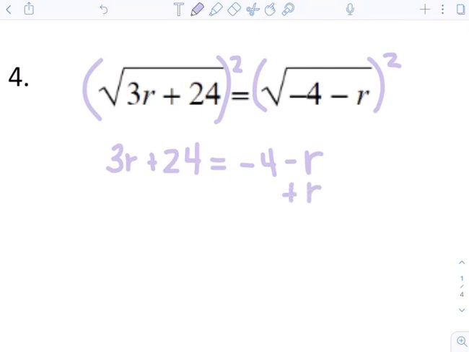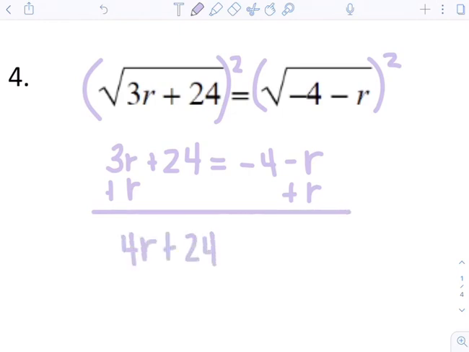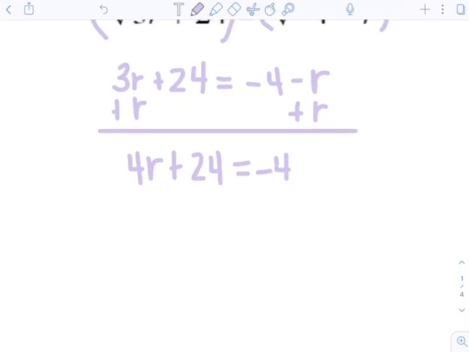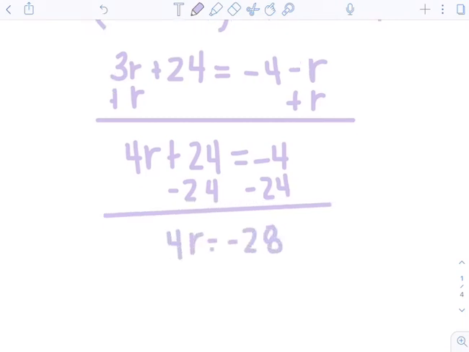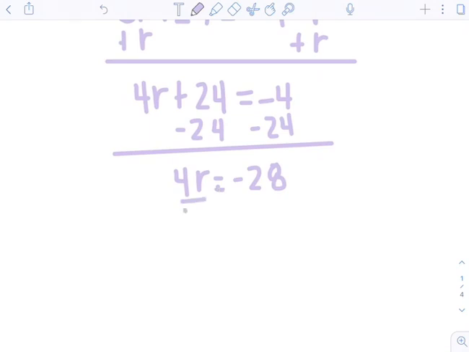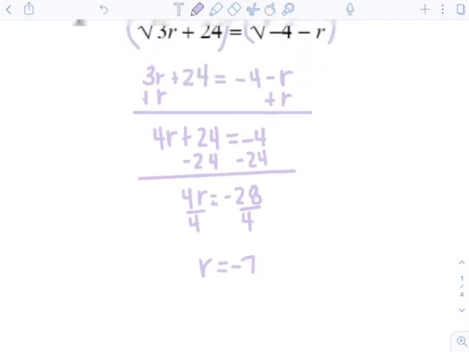So I'm going to move the variable over by adding r. So I get 4r plus 24 equals negative 4. Then I'm going to subtract both sides by 24. So 4r equals negative 28. Divide by 4, so r equals negative 7.